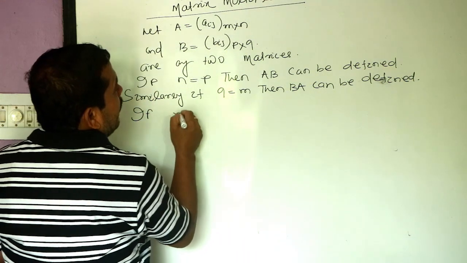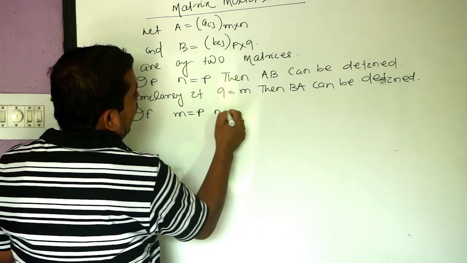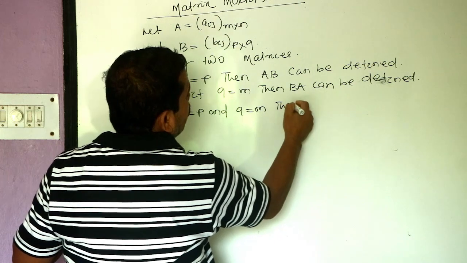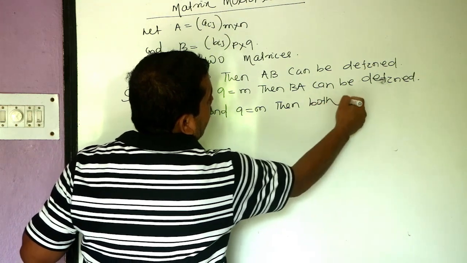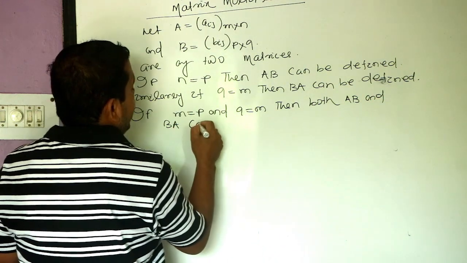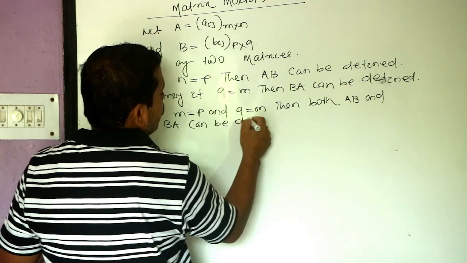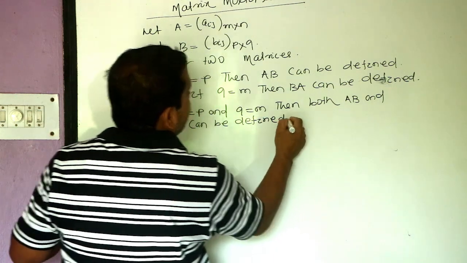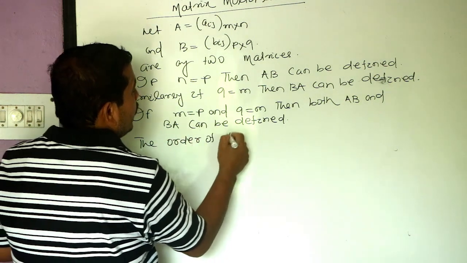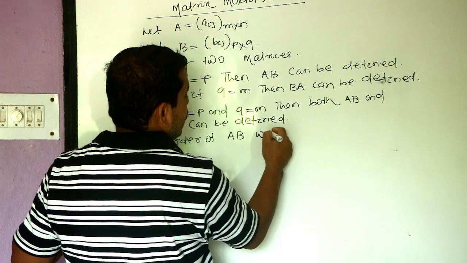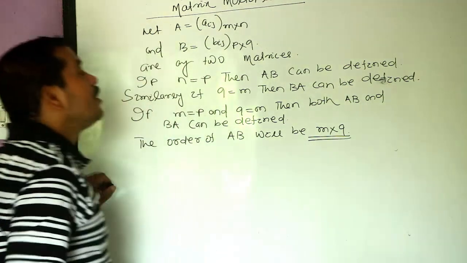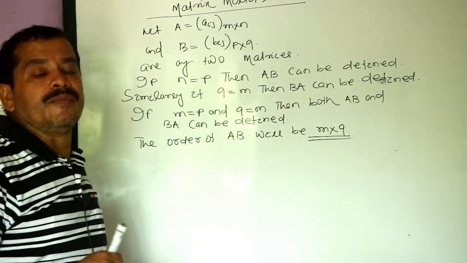If m equals p and q equals n, then both AB and BA can be defined. The order of AB will be m cross q. That is the minimum condition. Any two matrices cannot be multiplied with each other.